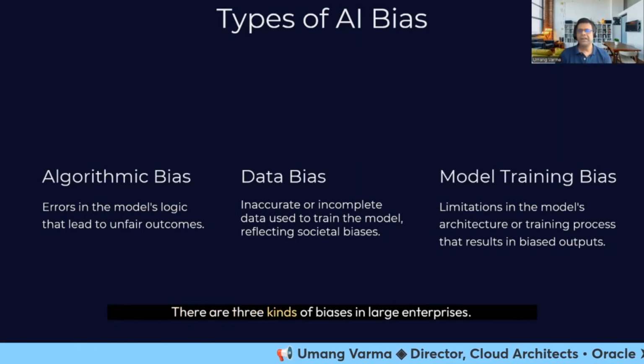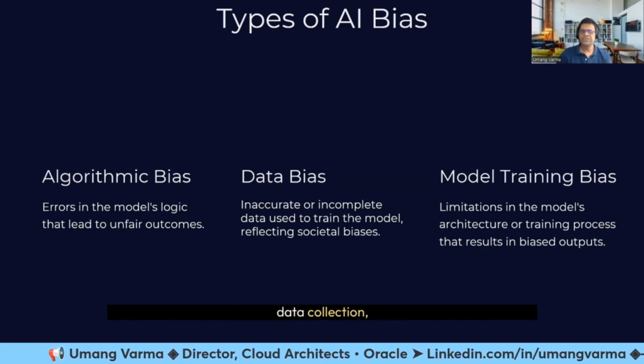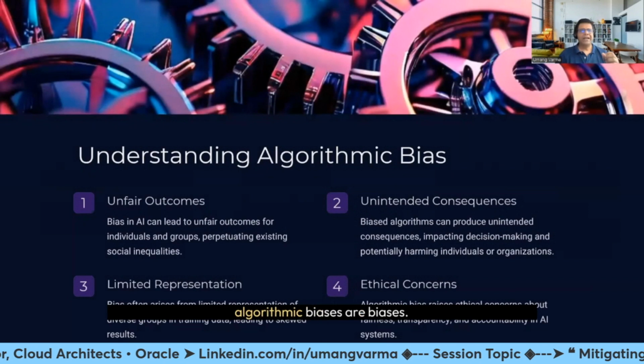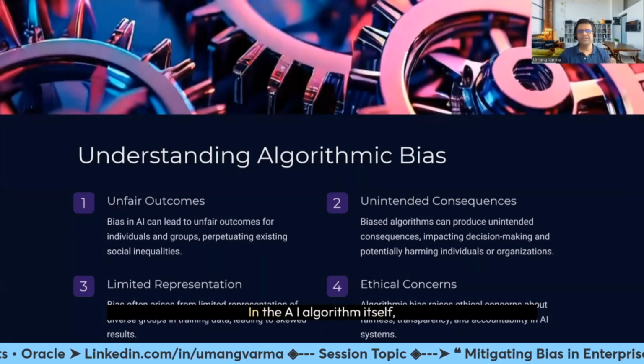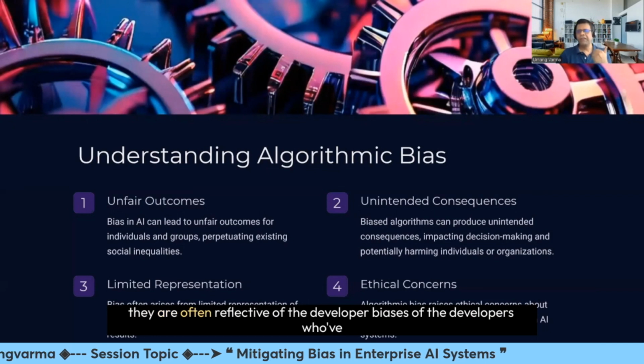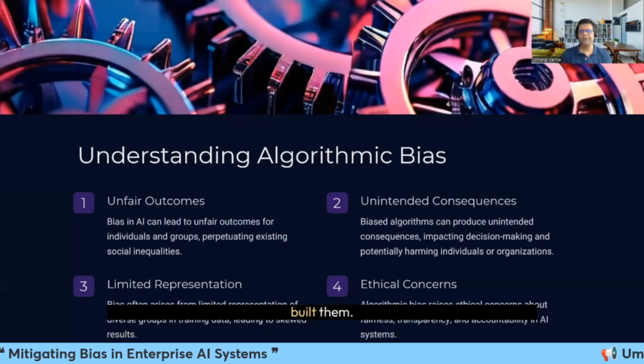There are three kinds of biases in large enterprises. There are algorithmic biases, data collection biases, and modeling biases. Now, algorithmic biases are biases in the AI algorithm itself. They're often reflective of the biases of the developers who've built them.